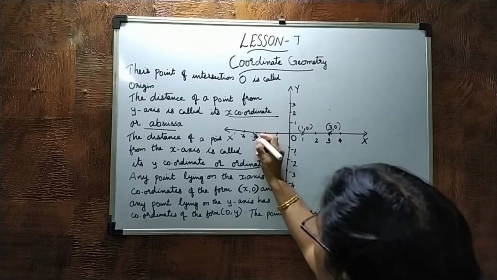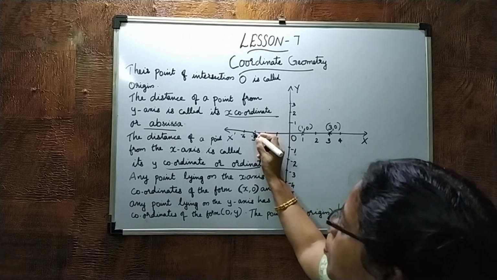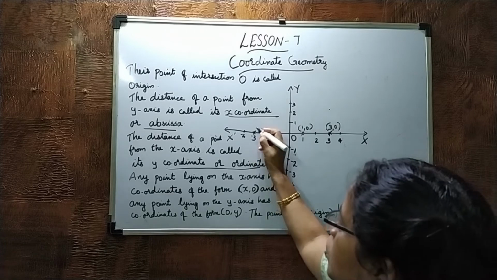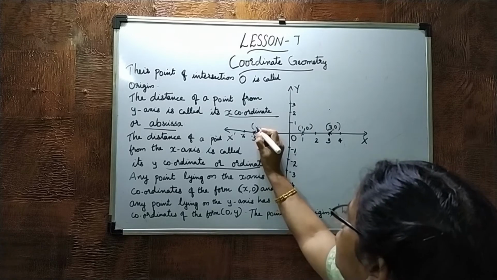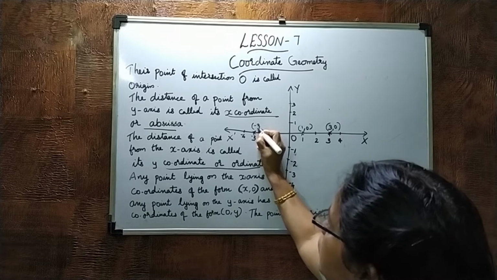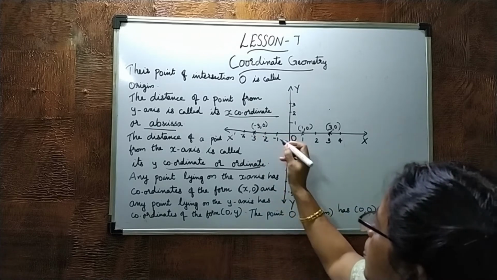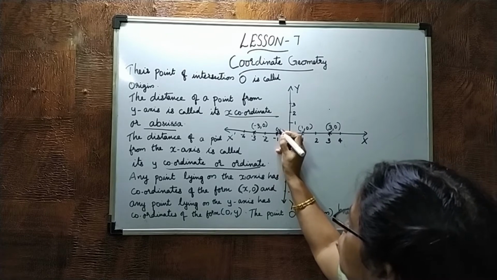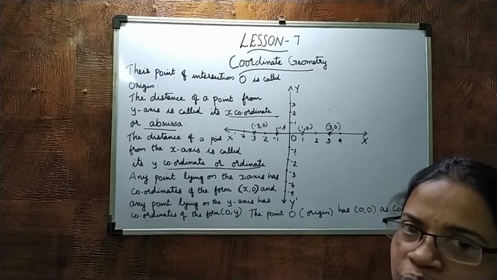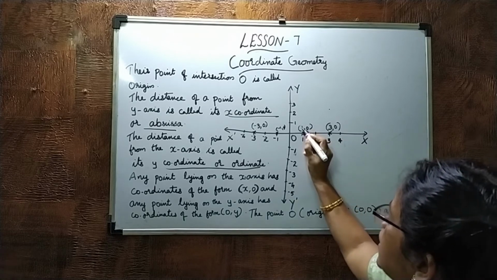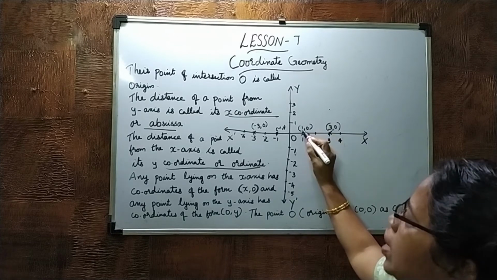Okay, what about here? If it is negative 3, the point is here on negative 3, so what will you write? The x coordinate first. It will be negative 3, 0. Clear? What about here? It will be negative 1, 0. Clear? So this is the x coordinate we are writing, or abscissa.